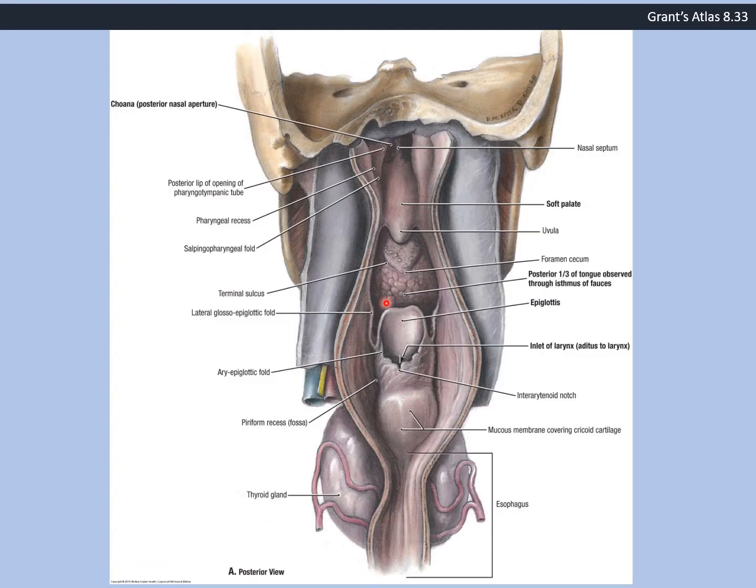Here's another picture of those. So the lingual tonsil is sitting here with the posterior 1/3. The terminal sulcus separates the anterior 2/3 of the tongue, which is in the oral cavity, which has a different innervation than the posterior 1/3 of the tongue, and the lingual tonsils are sitting in close approximation to that. You can also see the palate and then the opening to the choana, or the posterior nasal apertures, those openings into the nasopharynx shown here.